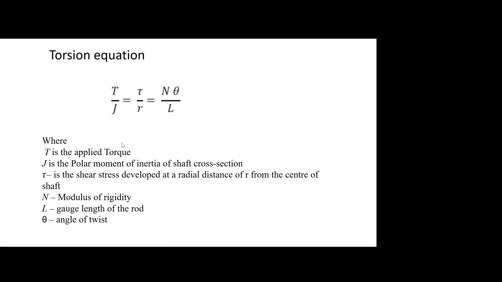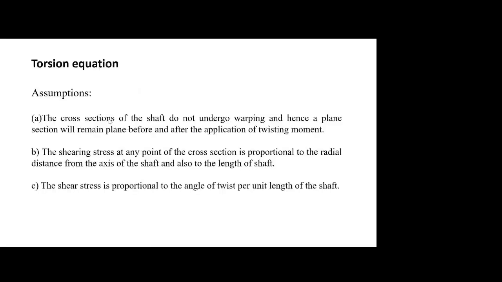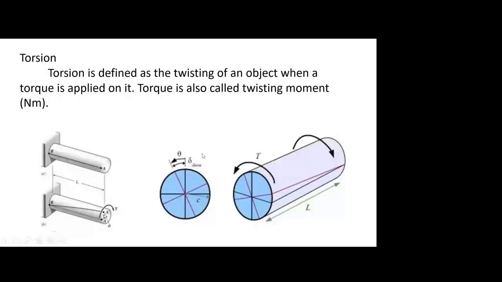Then tau is the shear stress that is developed at a radial distance of small r from the center of the shaft. That is clear from this figure. From the center of the shaft, at any point along this radius, we can find the shear stress. As we move from the center, it increases and the maximum value will occur at the periphery, where small r is equal to the radius of the shaft. At the center, it will be 0.